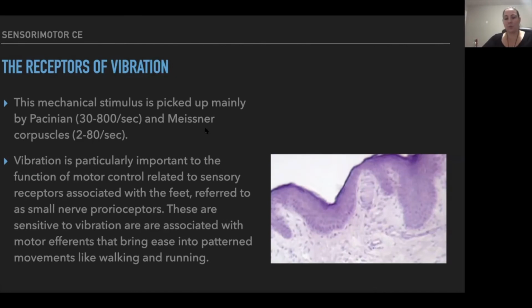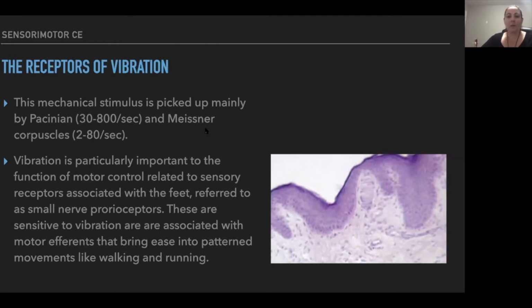Vibration is really important specifically to the function of motor control, specifically in patterned movements. If you've done some work with me before, you know that I will talk a lot about this function in the feet. There are specific receptors associated with the sole of the foot. They're often referred to as small nerve proprioceptors that are very sensitive to vibration.